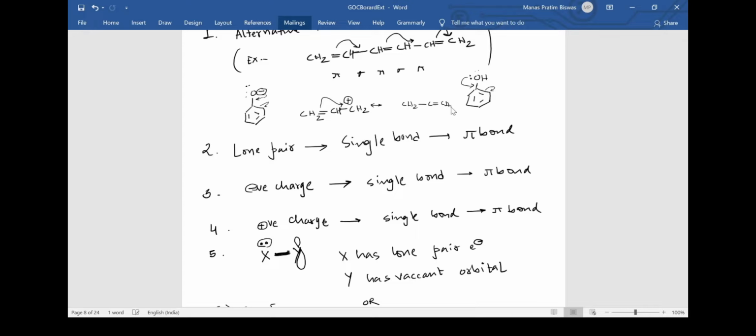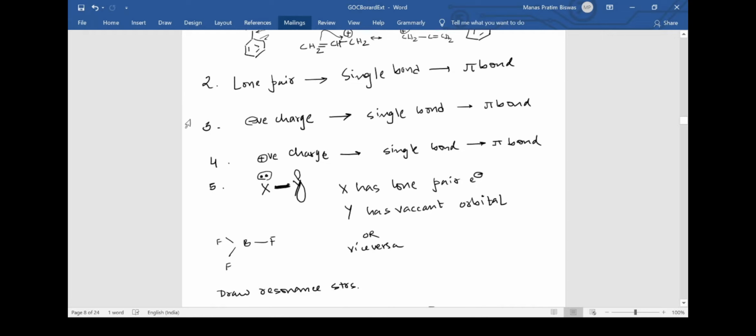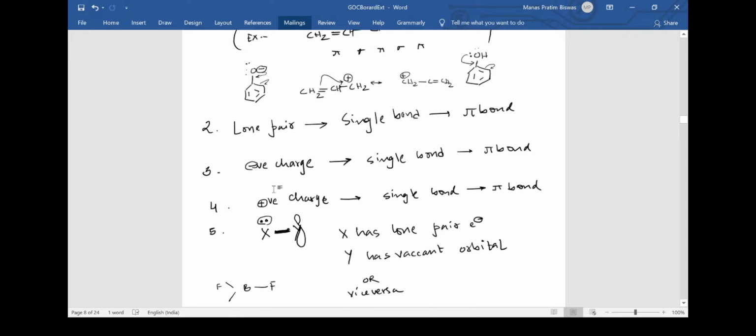This might be written like this, and the plus charge will be here. So you can see that this pi bond might shift to this bond, and then this cation is getting stabilized, and that is why the resonance is taking place. So this is another condition. I have written the order in the reverse order. It will be pi bond, then single bond, then positive charge.